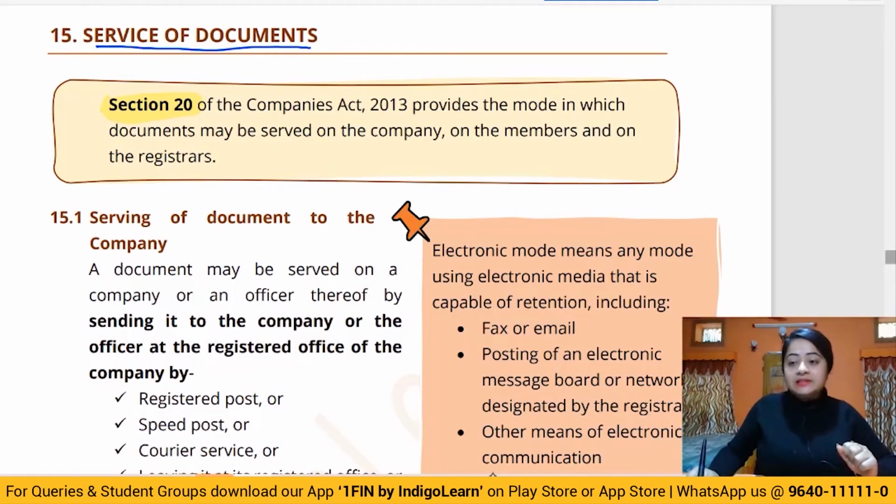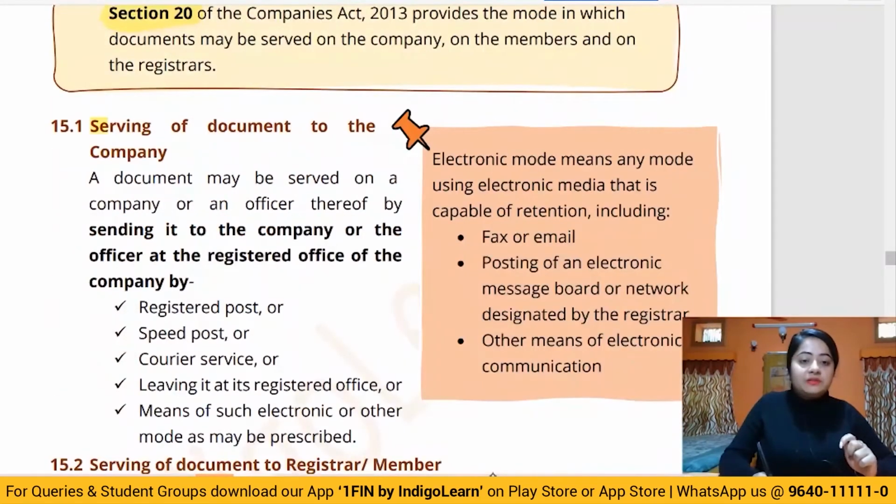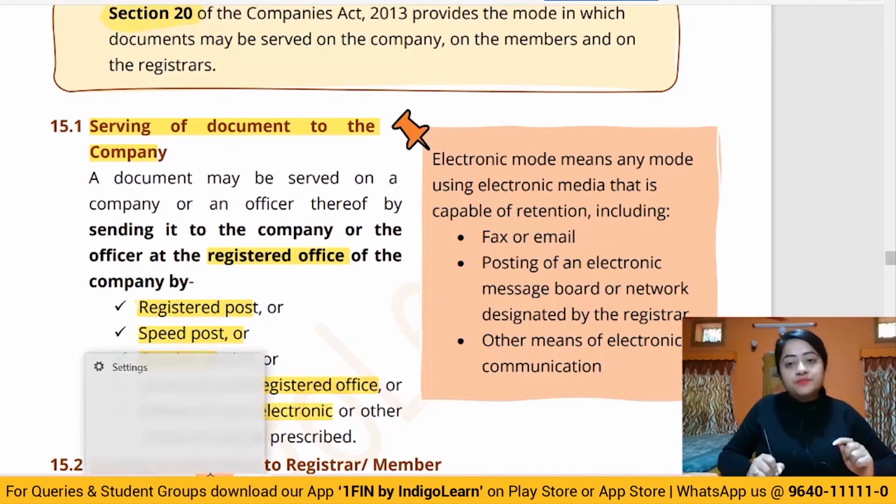That is stated in this section. Now, whenever the document is served to the company, it has to be served at the registered office of the company. First of all, it has to be served either through registered post or speed post or courier, or by leaving it simply at the registered office, or by electronic modes, right?